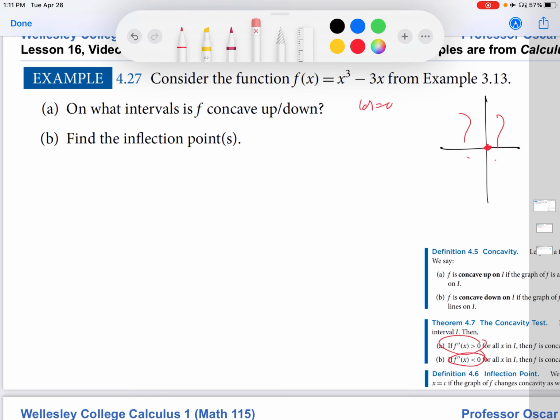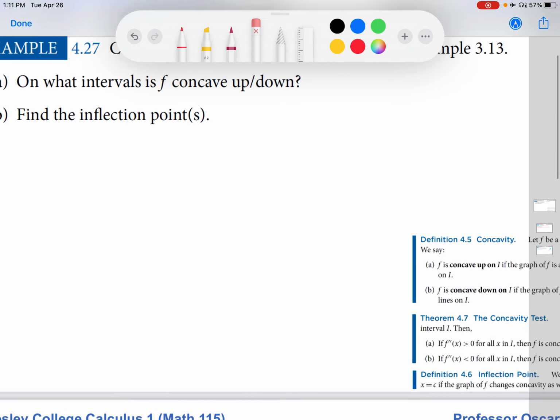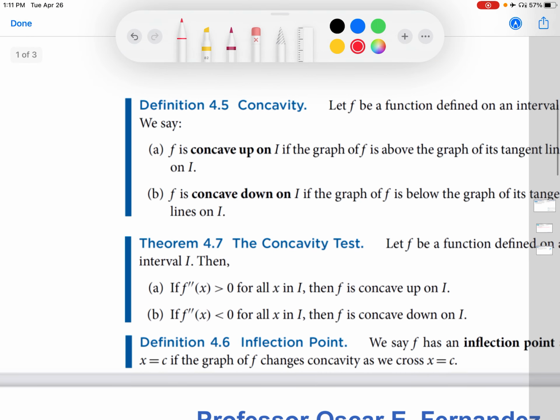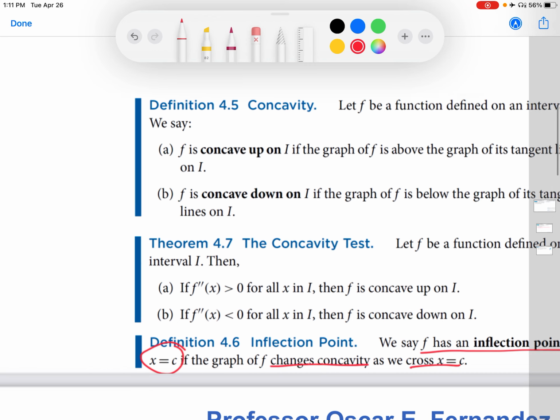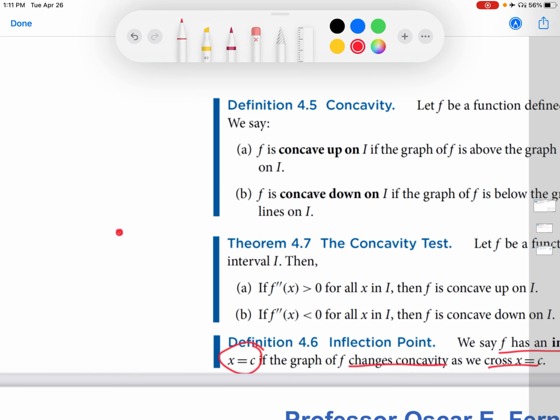So having reviewed concavity, inflection points are a fairly simple concept from there. Here's the definition down here. If I have a function, we say it has an inflection point at an x value c if the graph of f changes concavity as we cross c. So for example, if it was concave down and then concave up, that is a point of inflection. However, if the graph is concave up and then continues concave up, that is not a point of inflection. So we want a change in concavity.